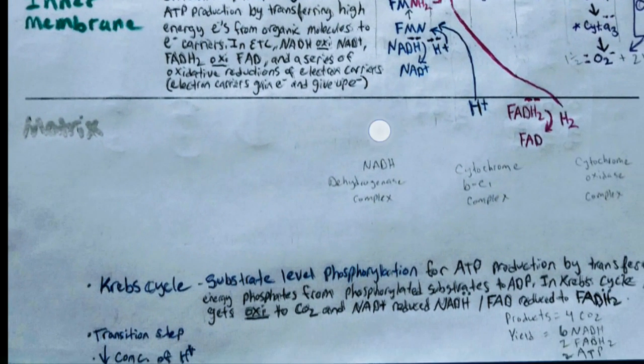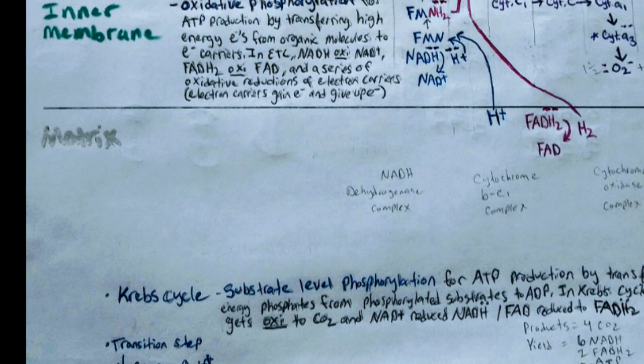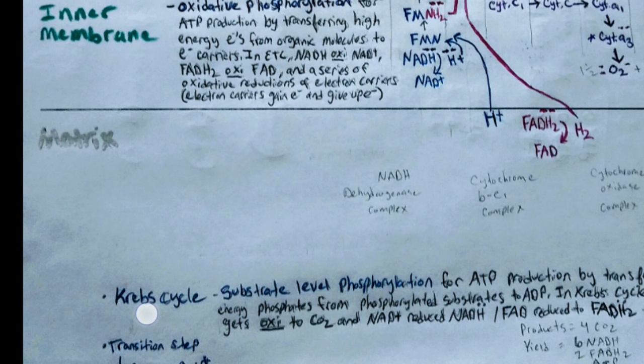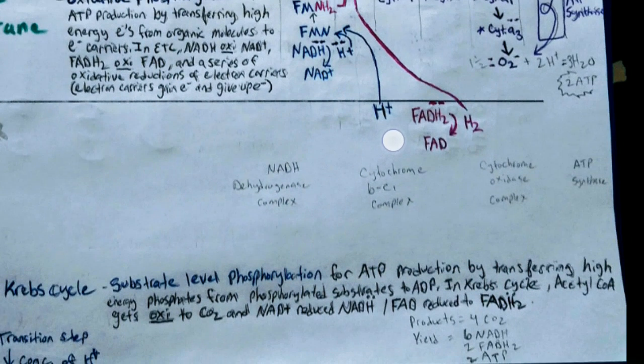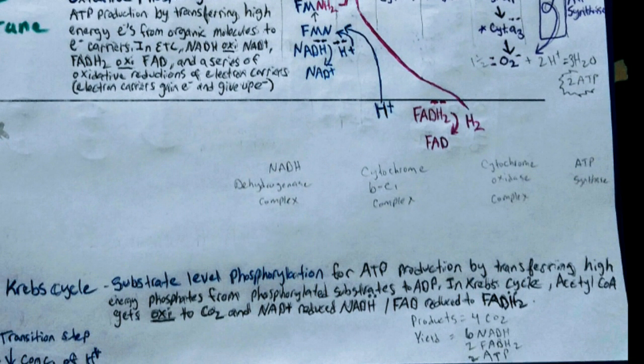For substrate level phosphorylation, we have again the same definition. For ATP production by transferring high energy phosphates from phosphorylated substrates to ADP. In the Krebs cycle, acetyl-CoA, 2 acetyl-CoA specifically, if you want to be specific, gets oxidized or loses its electrons to 4 CO2s.